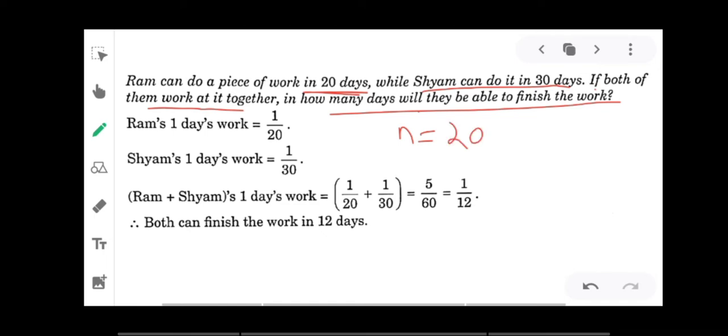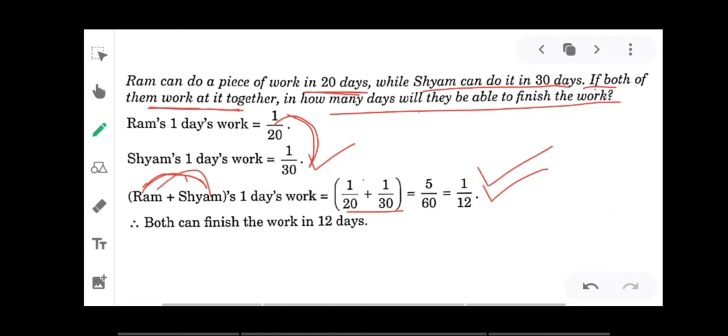So Ram's one day work will be 1 upon n, that means 1 by 20. Clear? Like that, Shyam's one day work will be 1 upon 30. Now, according to the question, if both of them work together, Ram and Shyam's one day work will be the sum of their one day work. So it will be 1 by 20 plus 1 by 30 equals 5 by 60, that is 1 upon 12. Clear? If they work together, one day work of Ram and Shyam is 1 upon 12.